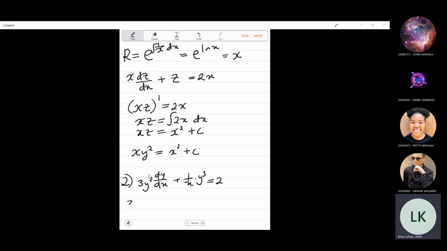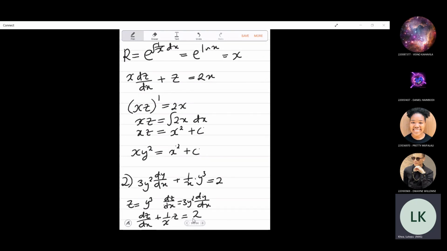We say z is equal to y to the power of 3, and then dz dx is 3y squared dy dx. And then making the substitution, I have dz dx plus 1 over x times z, and this is equal to 2.